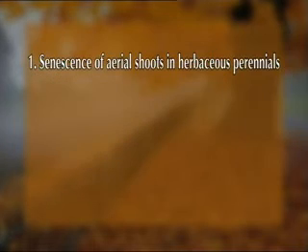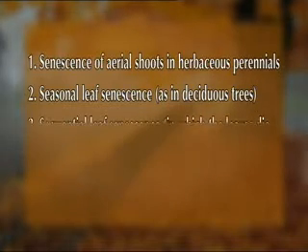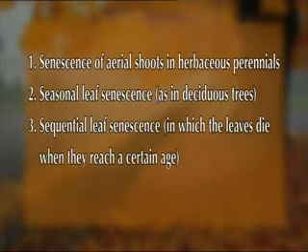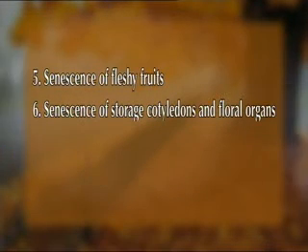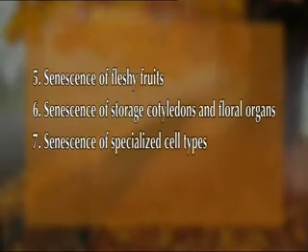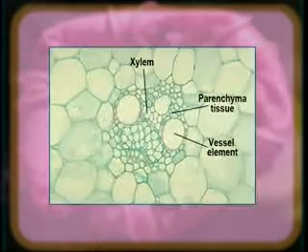Other types of senescence include: number 1, senescence of aerial shoots in herbaceous perennials. Number 2, seasonal leaf senescence as in deciduous trees. Number 3, sequential leaf senescence in which the leaves die when they reach a certain age. Number 4, senescence of dry fruits. Number 5, senescence of fleshy fruits. Number 6, senescence of storage cotyledons and floral organs. And number 7, senescence of specialized cell types, for example, trichomes, tracheids, and vessel elements.